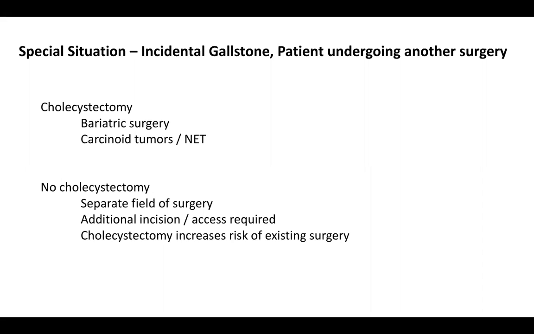For example, the patient has come with mesenteric ischemia, you need to remove a long segment of the bowel. This patient is likely to need long-term TPN. However, doing the cholecystectomy is going to increase the risk of doing the surgery in an unstable patient. Don't do the cholecystectomy here.